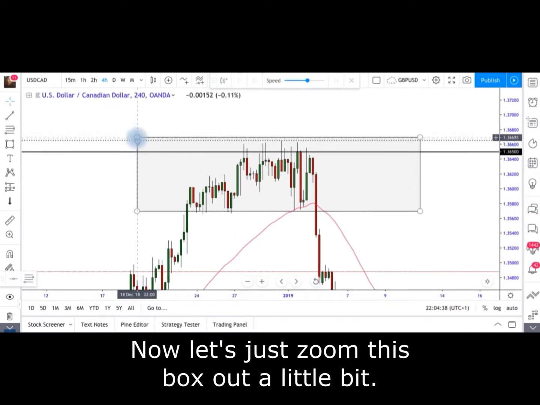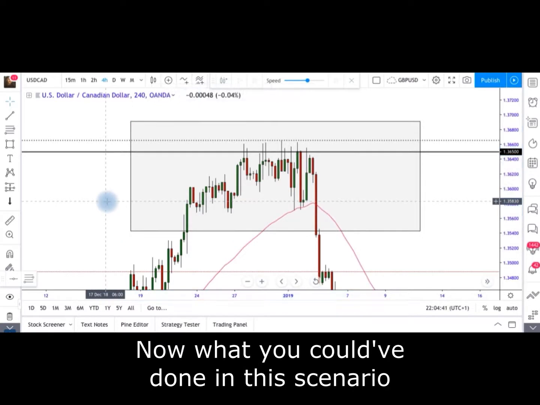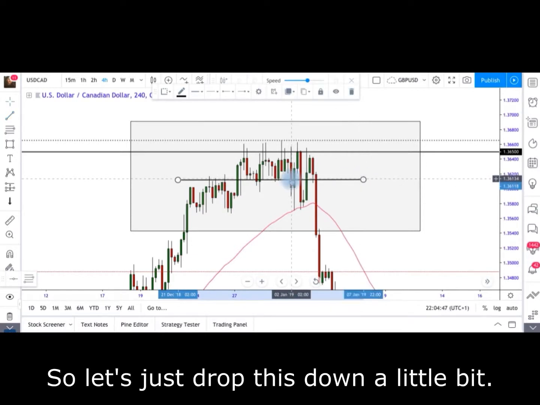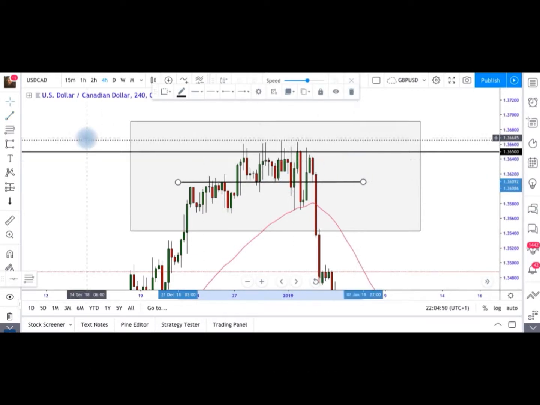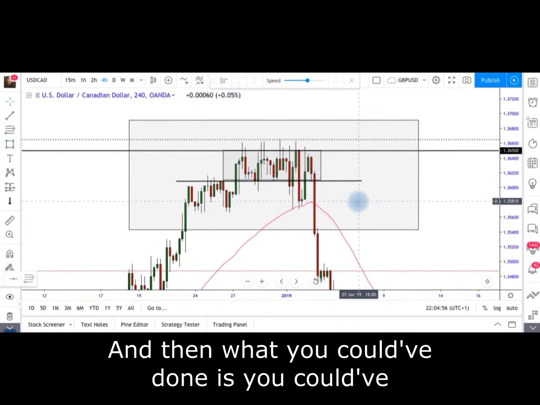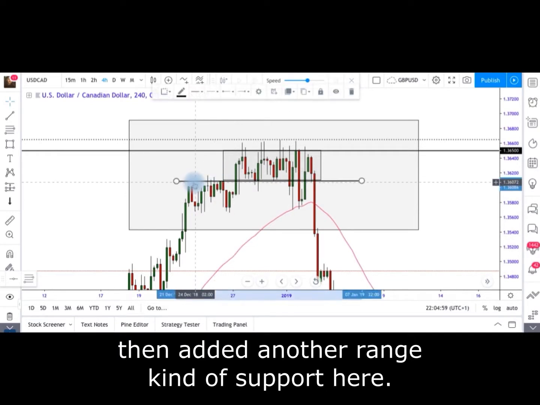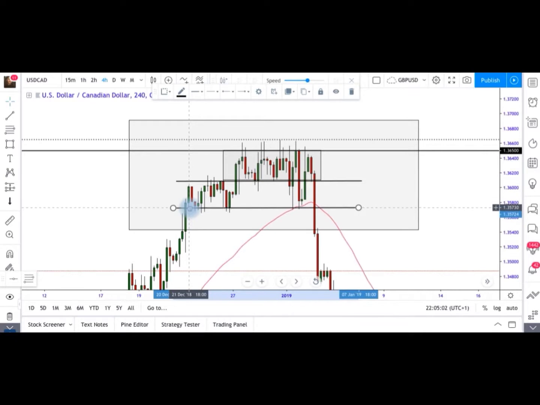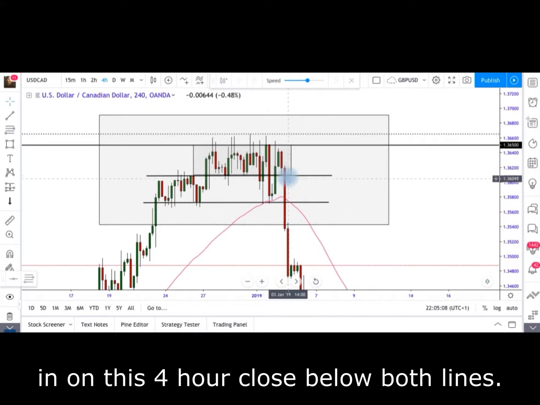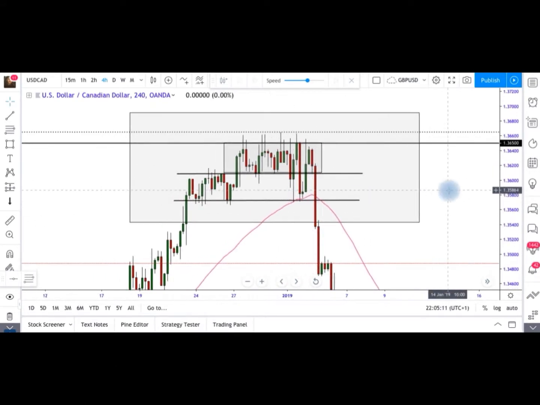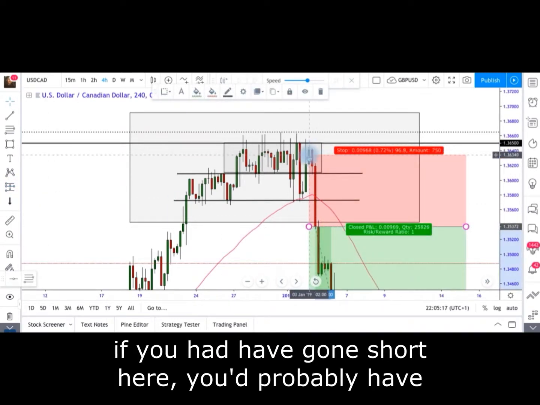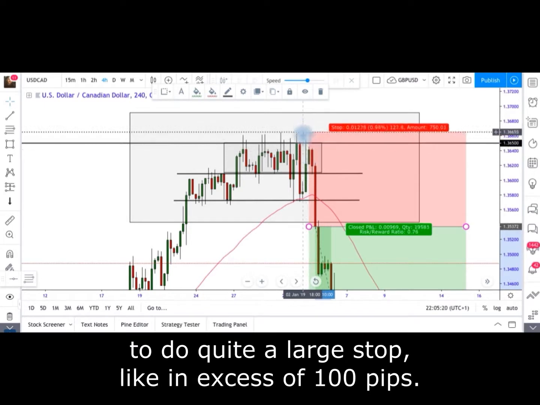Now, let's just zoom this box out a little bit. Now, what you could have done in this scenario is you basically could have drawn almost like a range here. So let's just drop this down a little bit. This is like a range here within price. And then what you could have done is you could have then added another range kind of support here. And then you could have basically got in on this 4-hour close below both lines. The only problem with this is that basically if you had have gone short here, you'd probably have to do quite a large stop, like in excess of 100 pips.